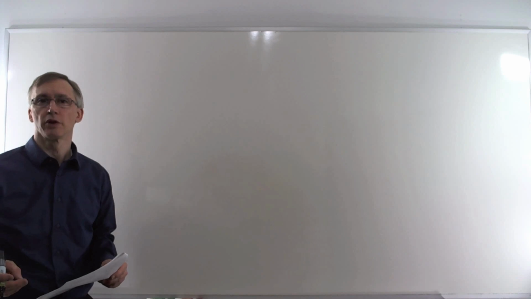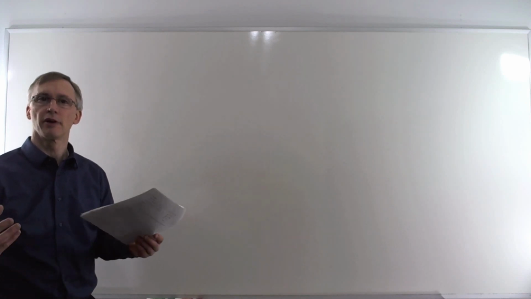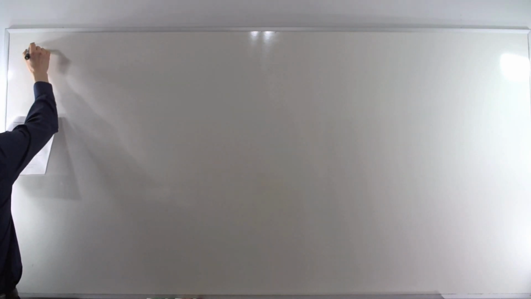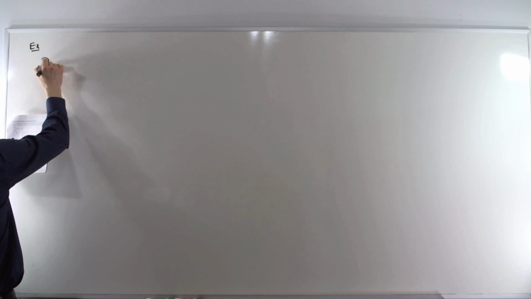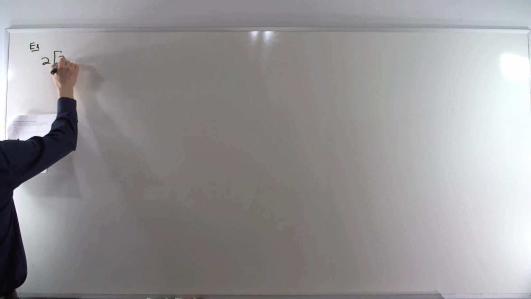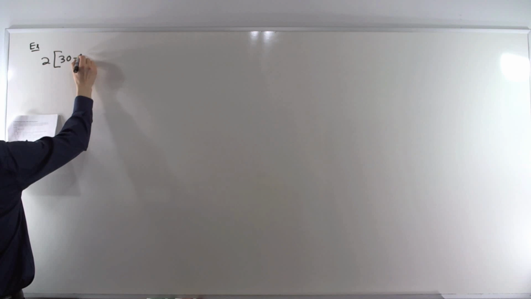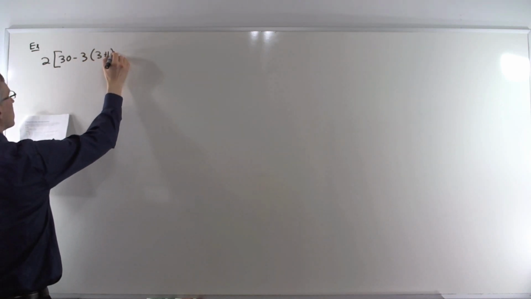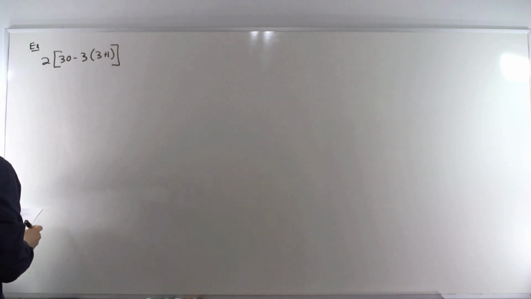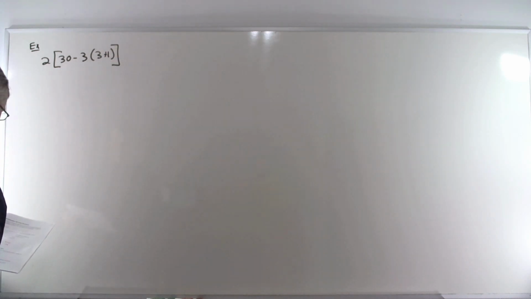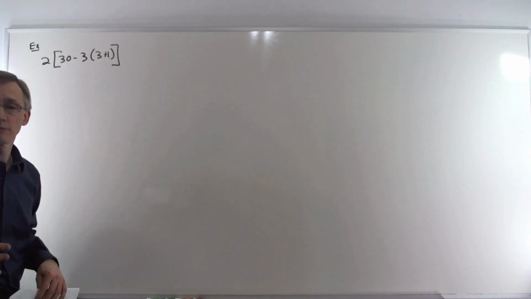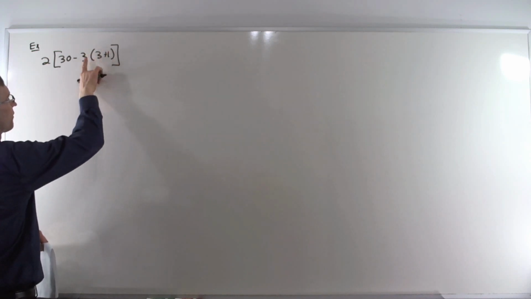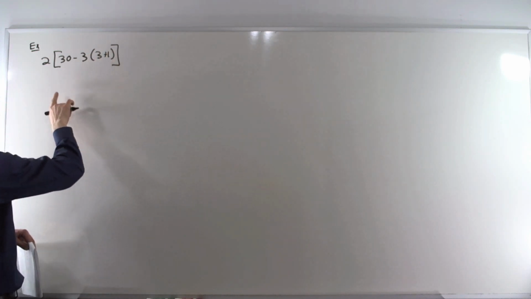The next expressions we're going to look at involve nested parentheses, and that is parentheses within parentheses. So when we have parentheses within parentheses, we're going to start with the inside parentheses. We're going to simplify as much as possible here before we do things like distribution.